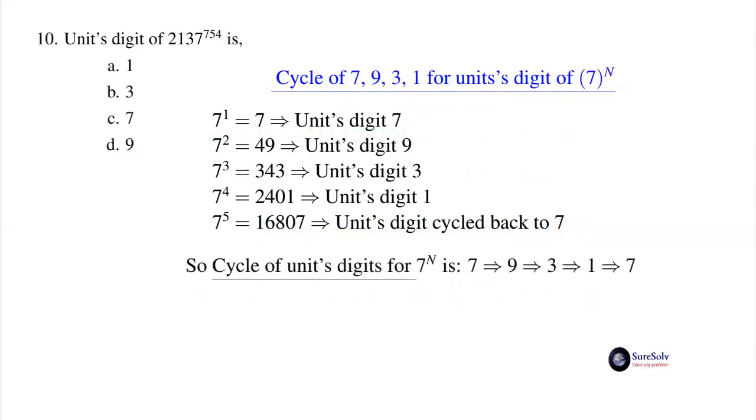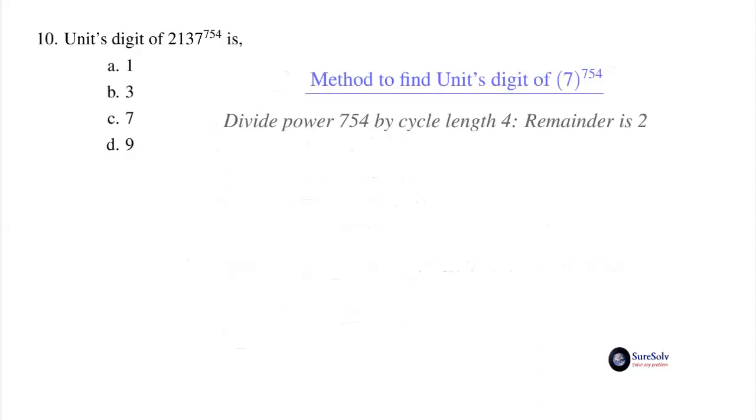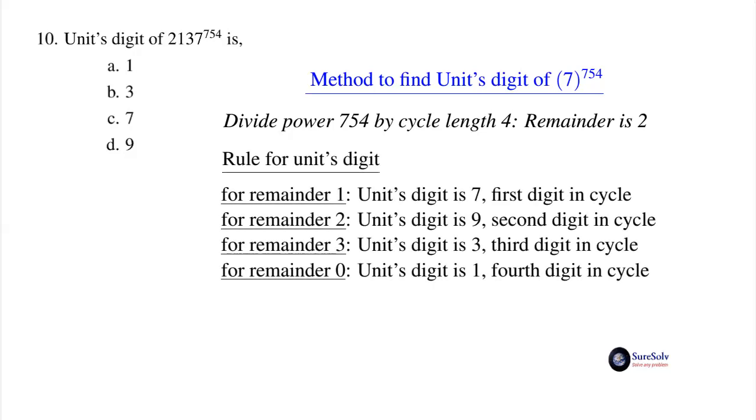The units digit becomes respectively 7, 9, 3, 1 and then 7 again. The cycle of length 4 is completed at 1. The fixed set of values are 7, 9, 3 and 1. To use this concept in finding the units digit of 7 to the power 754, you have to divide the power 754 by the cycle length of 4. Remainder will be 2.